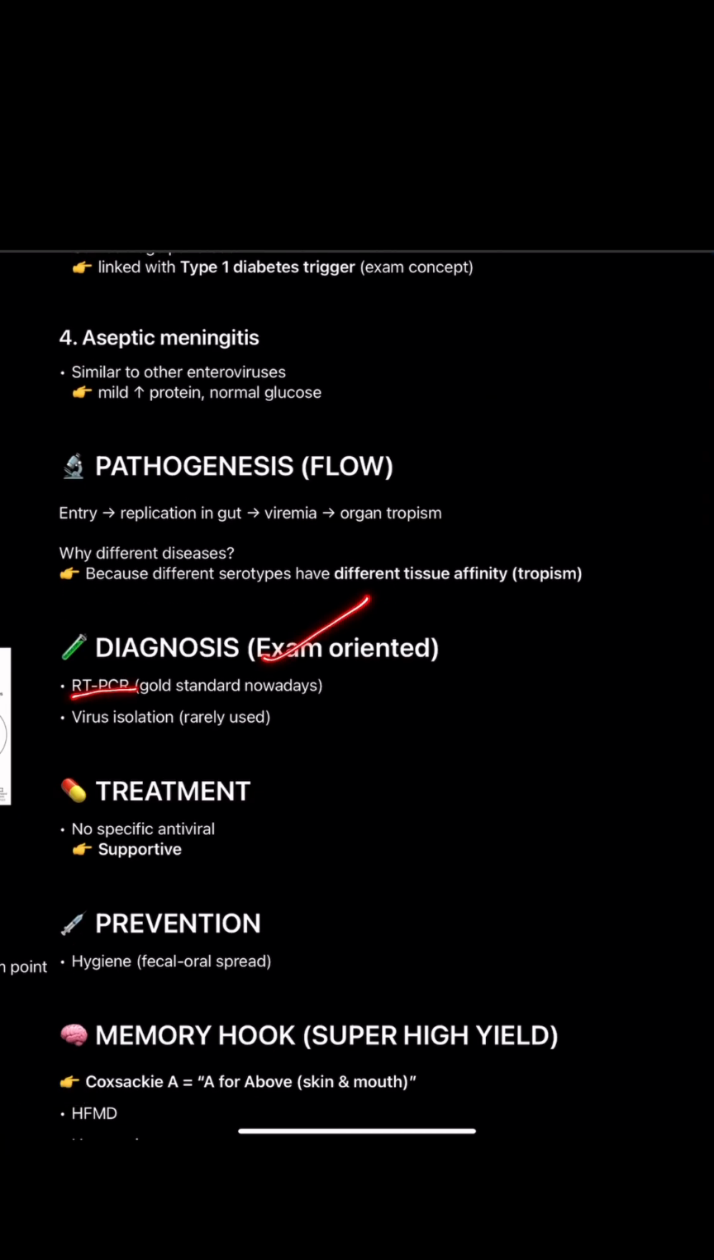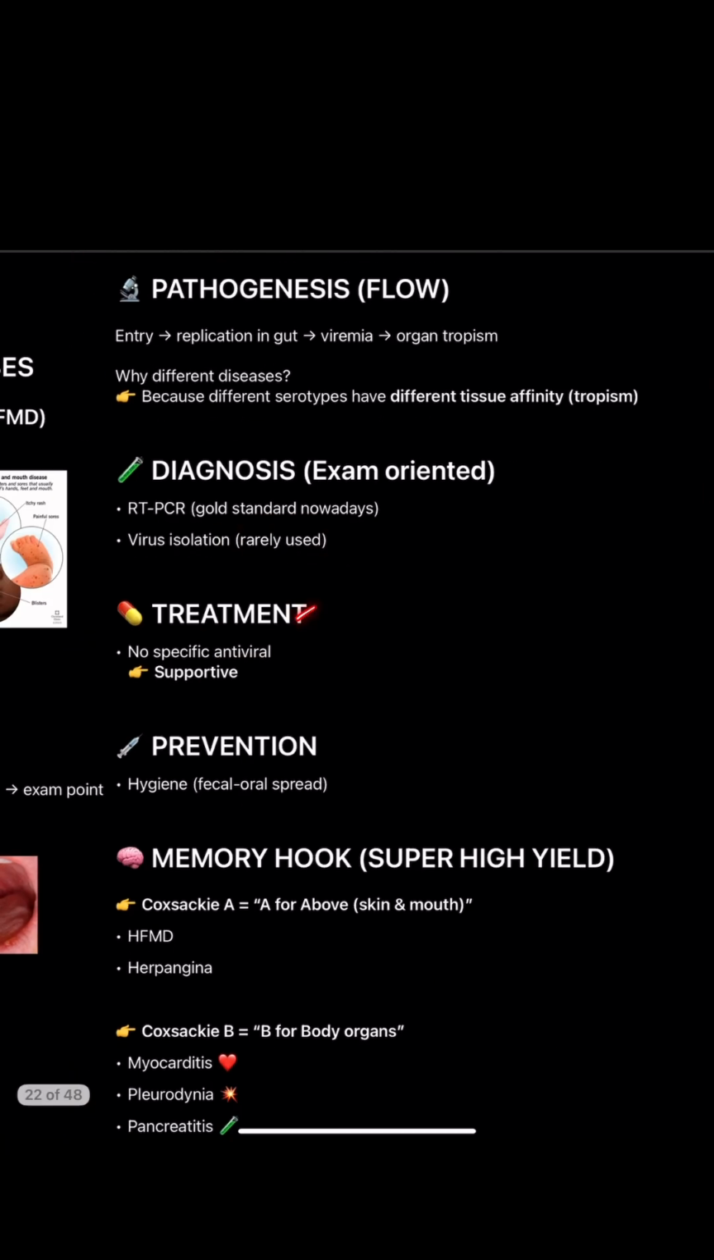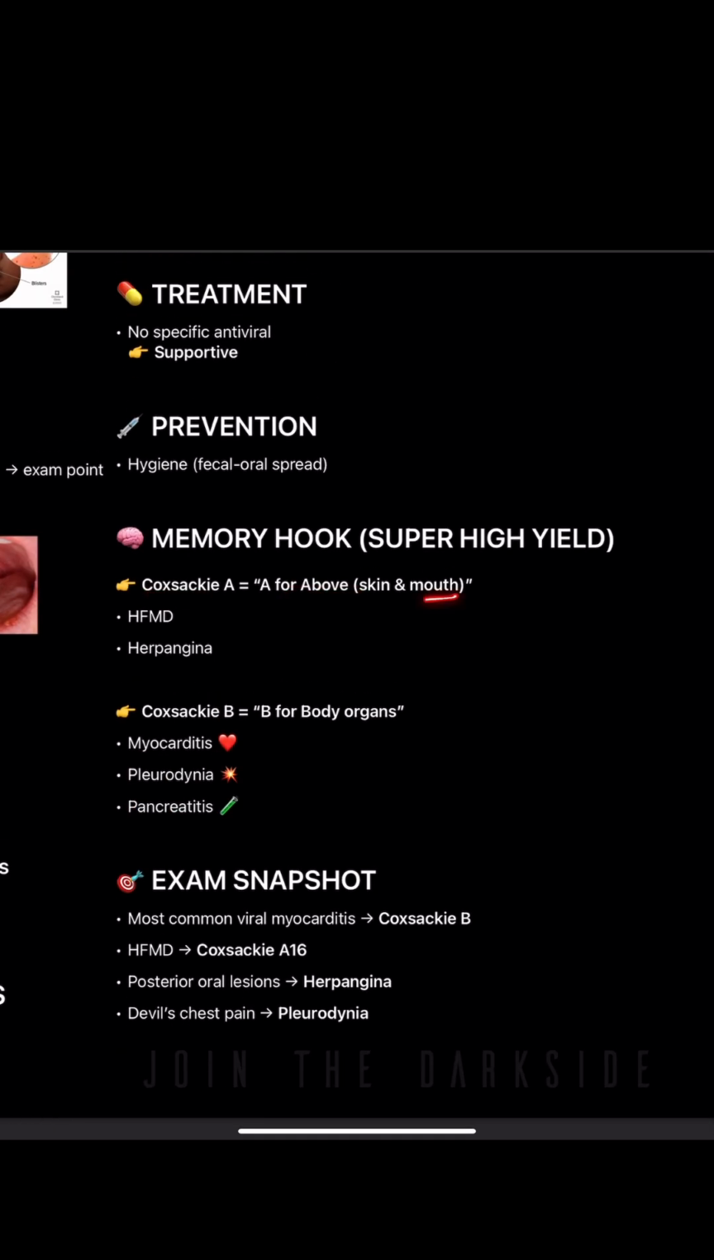Diagnosis can be done using RT-PCR, the gold standard, and virus isolation, which is rarely used. Treatment is not very specific, but supportive treatment is given. Prevention is by hygiene, not eating dirty, contaminated food, not eating outside food. Fecal-oral spread is there. Coxsackie A for above skin and mouth, that is hand, foot, mouth disease and herp angina. Coxsackie B for the body organs: myocarditis, pleurodynia, pancreatitis, aseptic meningitis.